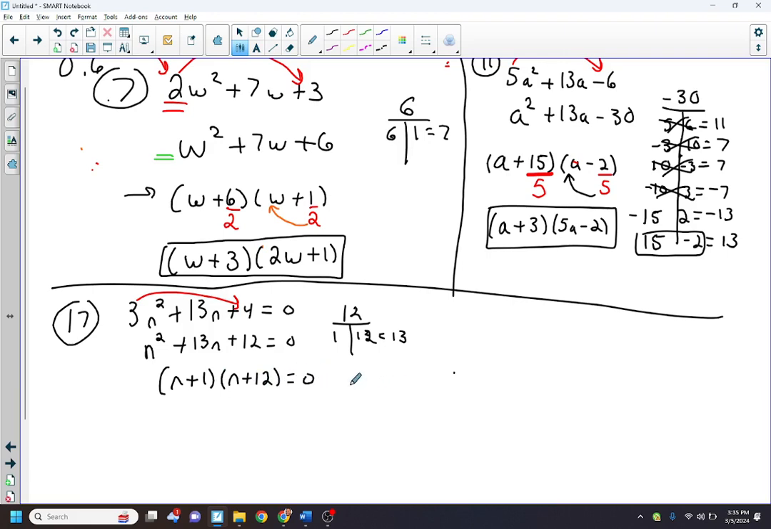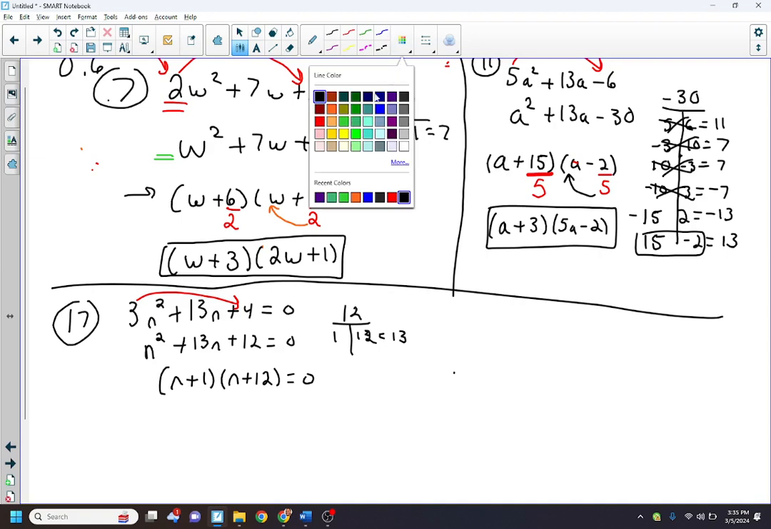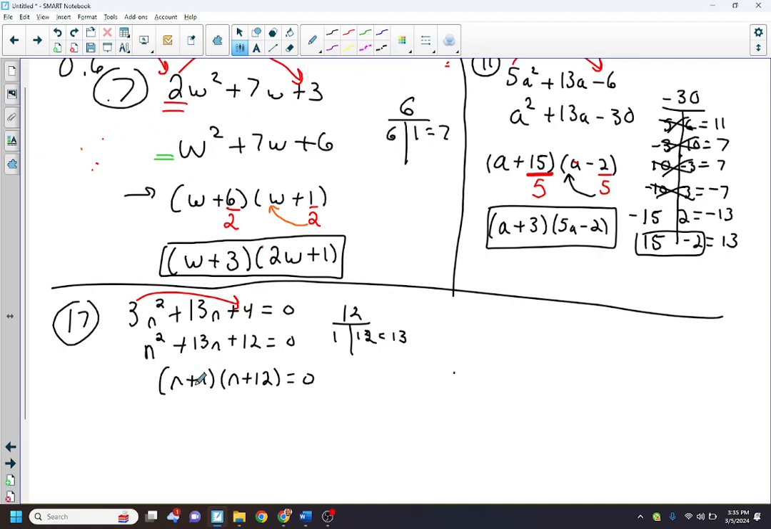So all the steps have been the same as the previous two. Notice how the equal sign 0 doesn't change anything. It only changes the end part. So we're going to divide both of them by what we borrowed, which is 3.